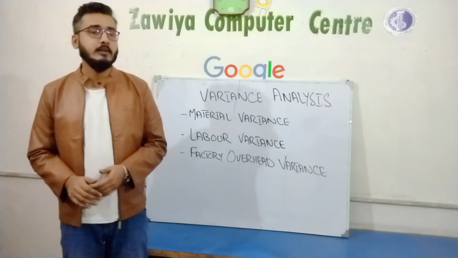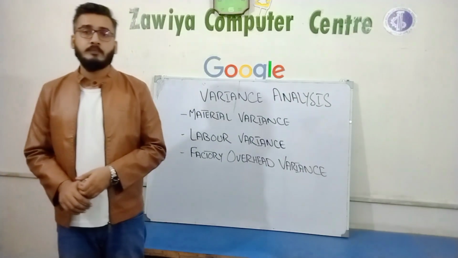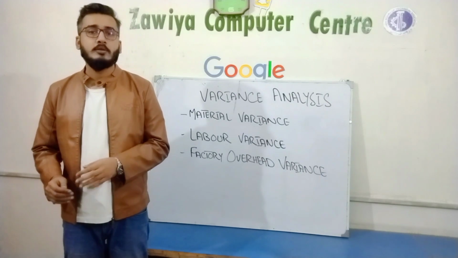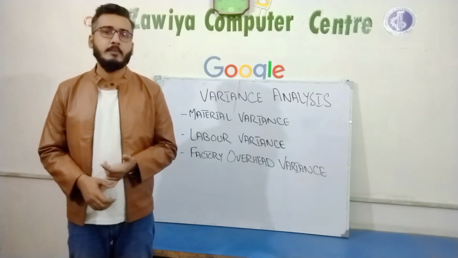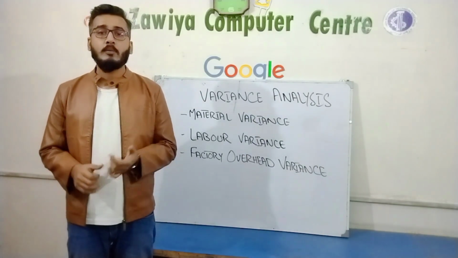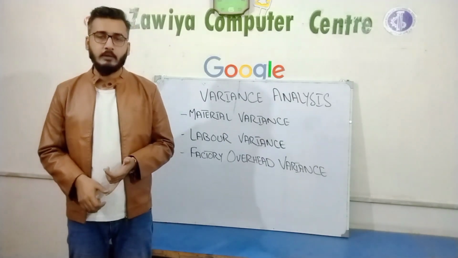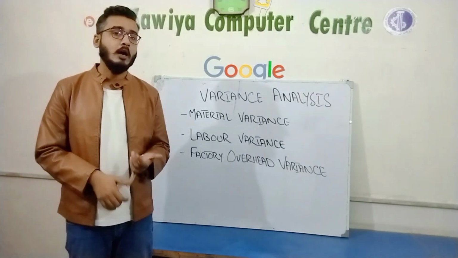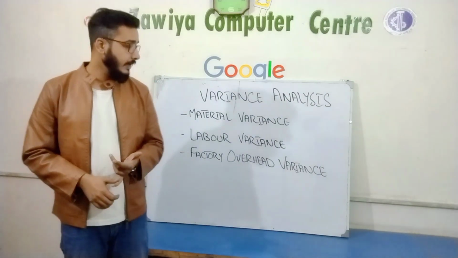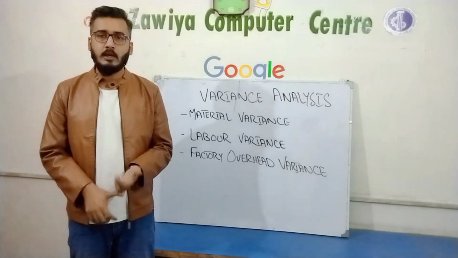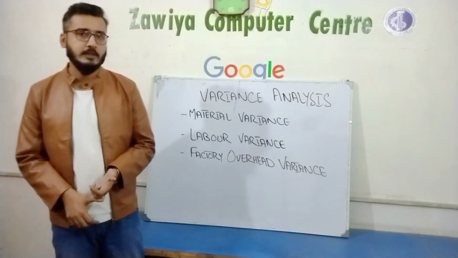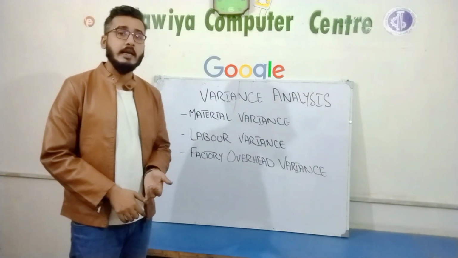incurred. Then labor variance. In labor variance we study two different variances, that is labor wage variance and labor rate variance. So how many labor hours are required for a specified product and how many are actually applied. Then the labor rate variance, that is how much labor is paid on a standard basis for a specified product and how much is actually paid.